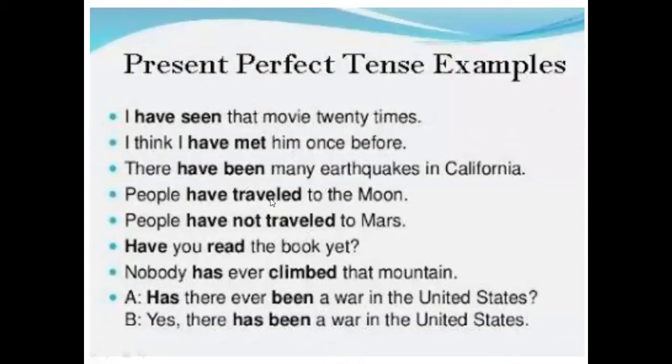Number fourth sentence, people have traveled to the moon. Number fifth sentence, people have not traveled to Mars. Number six, have you ever read the book yet?